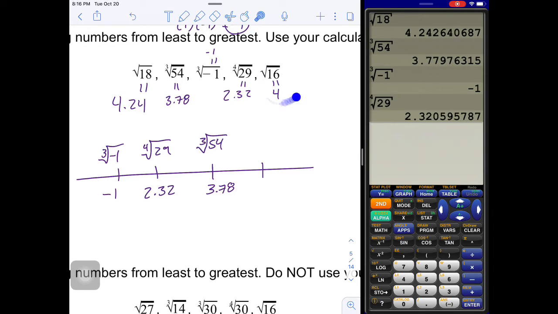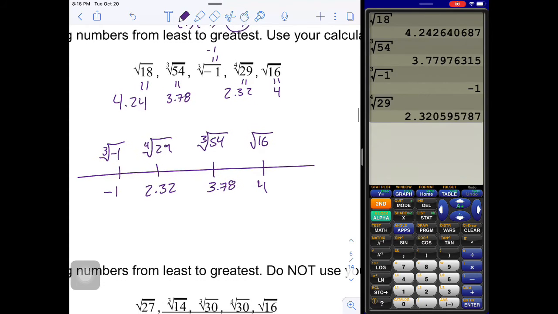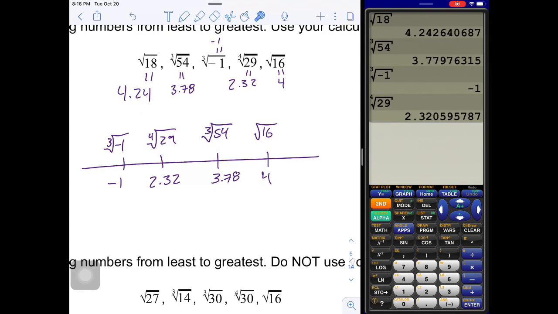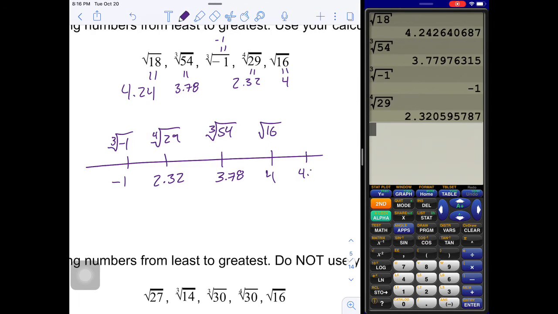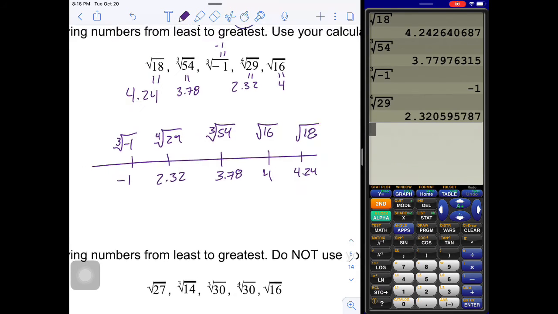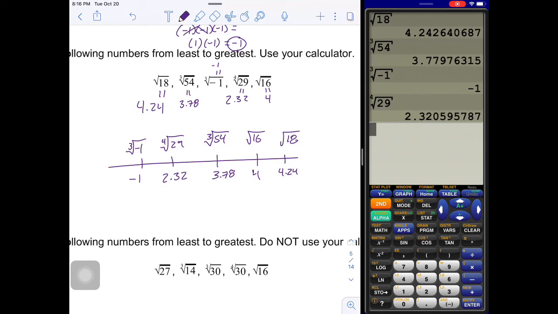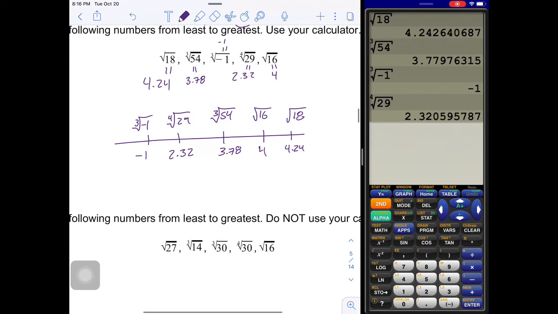My next number would be 4, and that is the root of 16. And then my largest value would be 4.24. So 4.24 here, and again, the actual value would be root 18. So there I have listed my values in ascending order from least to greatest.